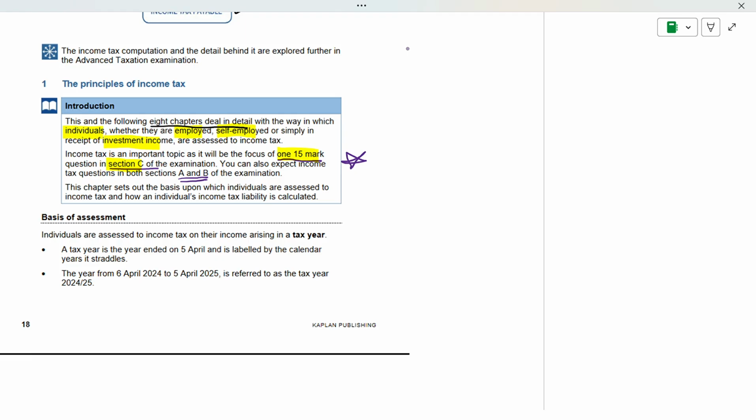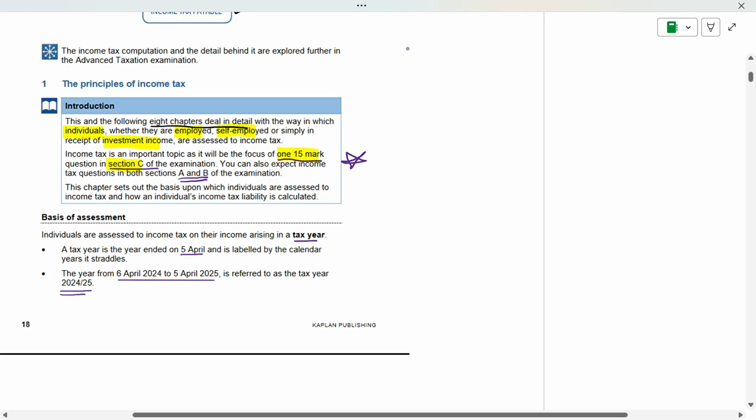When you are doing the assessment, individuals are assessed to income tax based on the income of the tax year. You should not get confused about the year. The tax year ends on 5th April and is labeled by a calendar year. It straddles two calendar years, from 6th April to 5th April, and is referred to as the tax year, for example 24-25. It starts on 6th April and ends on 5th April.